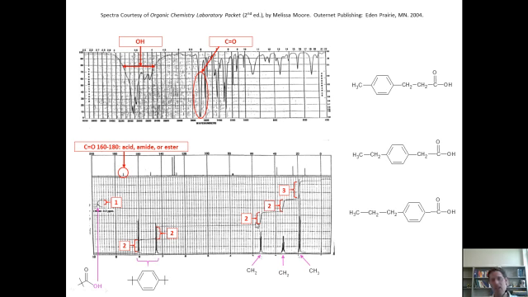How do I tell? By looking at splitting. Now in the previous example that we did, splitting was not necessary because there was only one way we could put the pieces together.